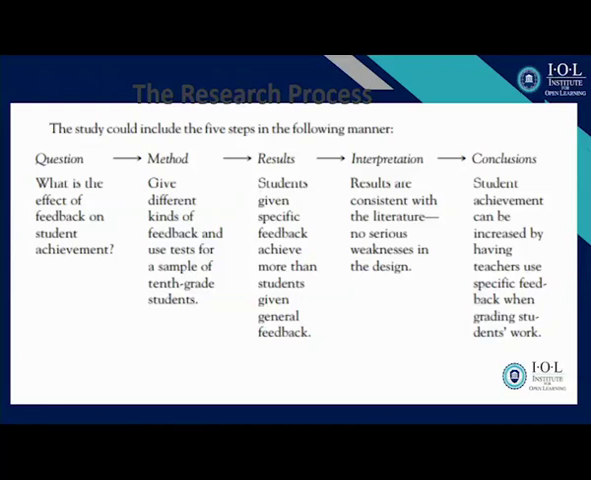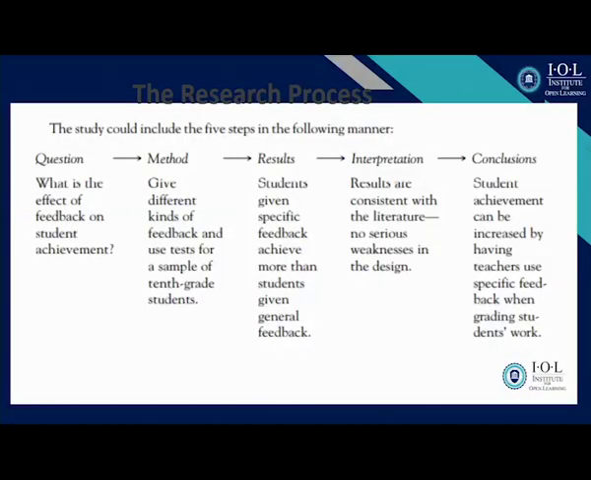So that's what you will now conclude: maybe one-on-one discussion with each student improves student performance more than just generalized teaching strategy, generalized comments on how students performed in the test. So you interpret the result, then the conclusion: that student achievement can be increased by having teachers use specific feedback when grading students' work. That's the conclusion that you'll give.